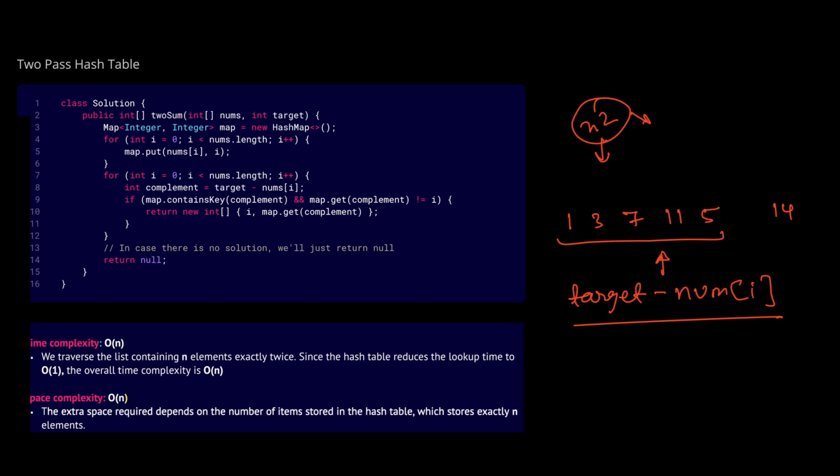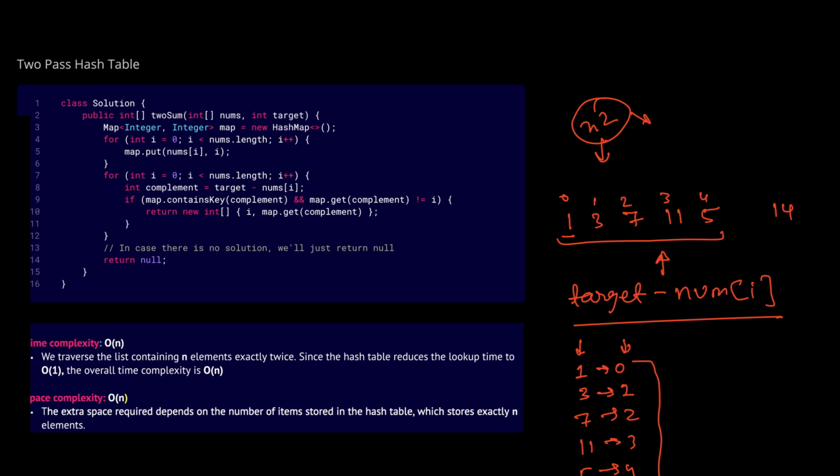We can use a hash map. In the hash map, you can store the number and their respective indices. So the respective indices are these. You will store 1 with index 0, you will store 3 with index 1, you will store 7 with index 2, and the same goes with 11 and 5. Now this hash map already stores the numbers and their indexes.